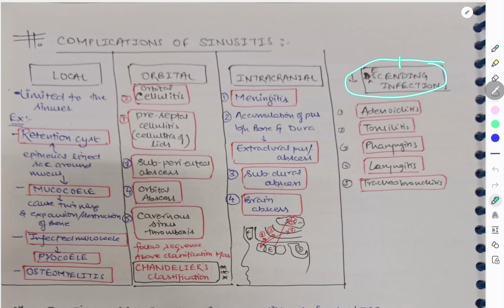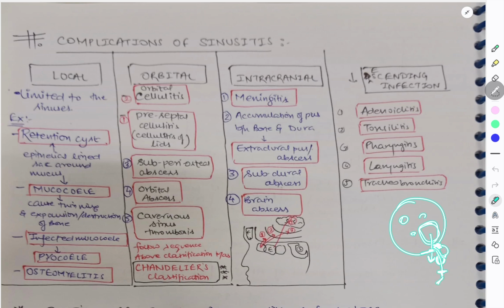Okay, descending infections. So suppose this was the face, and this was the maxillary sinus. From here it can descend down. The first thing that it will find is adenoids in the pharynx. On the posterior wall of the pharynx we have adenoids, so the first thing is adenoiditis. On the lateral wall of the cavity we have the tonsil, so tonsillitis, adenoiditis. Then in the pharynx we have pharyngitis.